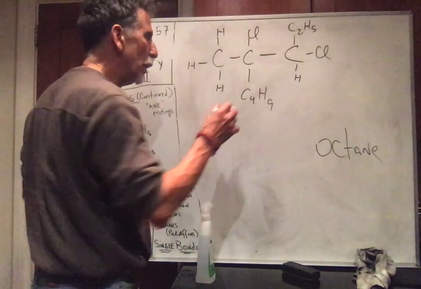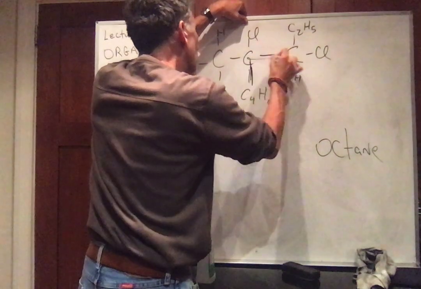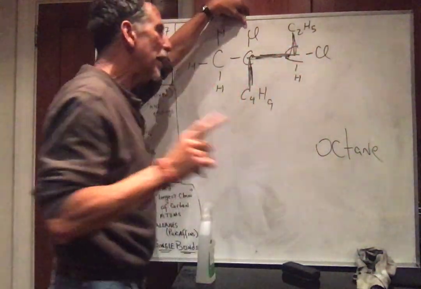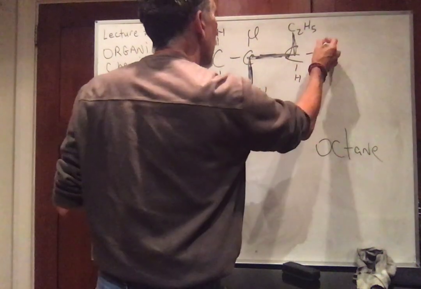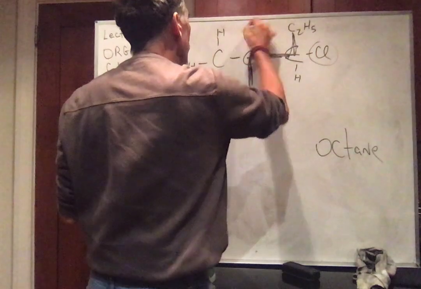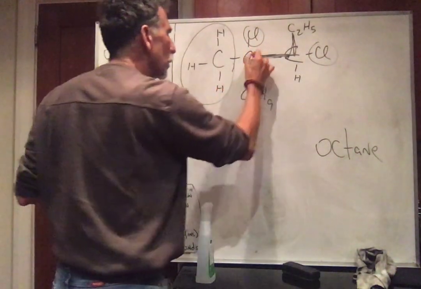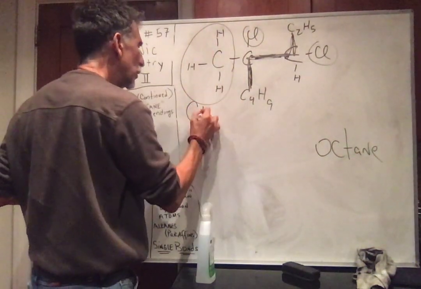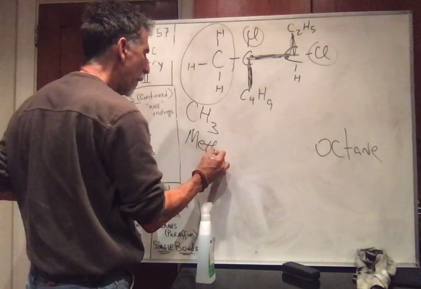So what was my chain? 4, 5, 6, 7, 8. So watch, I'm making this dark. This is my chain that I'm counting. Anything not part of my chain is an addition. So what else is there? Chlorine's there. There's a chlorine. Now look, this is not part of the chain. What is this? It's CH3. What is CH3? It's methyl.